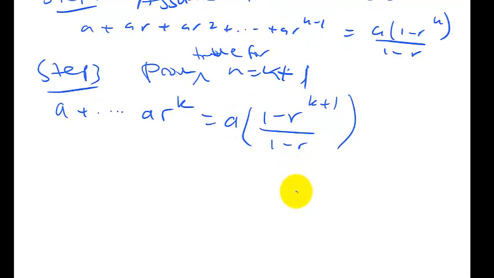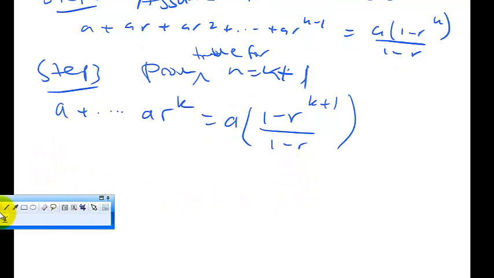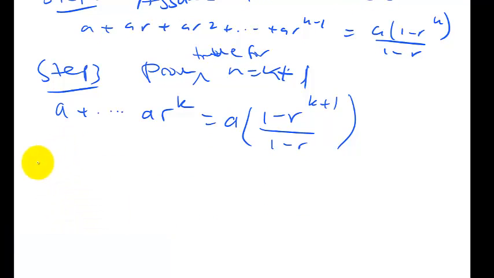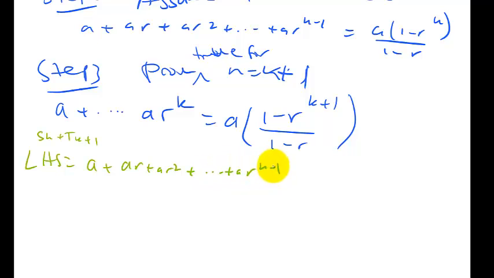Alright, let's see how we're going to do this. So, a different color again. Left hand side, that's S of k plus T of k plus 1, right? So S of k, that's just a plus ar plus ar squared plus dot dot dot plus ar^(k-1) plus ar^k, plus the T of k plus 1 term. That's that one there. That must eventually equal this right hand side. Alright, we can do this.